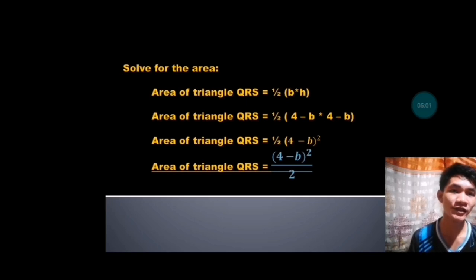Now, solve for its area. We have the area of triangle QRS equal to 1/2 times B times H. So substitute the values. We have 4 minus B times 4 minus B, which is our base and height. Then that gives us 1/2 times (4 minus B) squared. So 1/2 times (4 minus B) squared is equal to (4 minus B) squared over 2. Therefore, the area of triangle QRS is equal to (4 minus B) squared over 2.